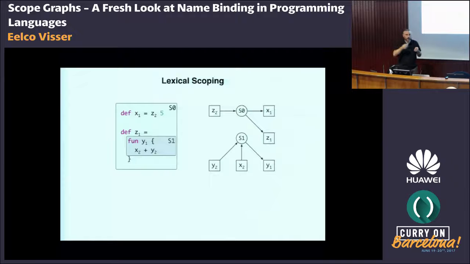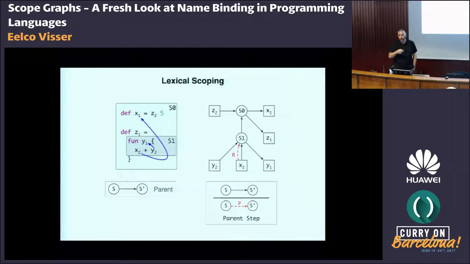And now to express the fact that the scope S1 is nested in scope S0, we add an edge from the child to the parent scope. So now in order to resolve names, we can use the same rules we used before. So the local reference y2, we can resolve with the rules we saw before. But in order to resolve x2, we need an extra step, namely we can follow a path to a parent scope, and from there to a declaration. All right.